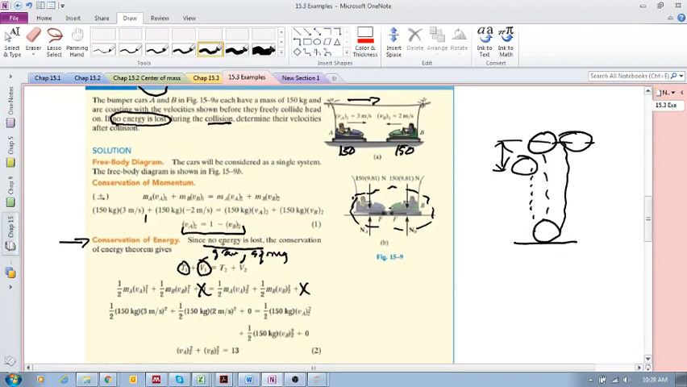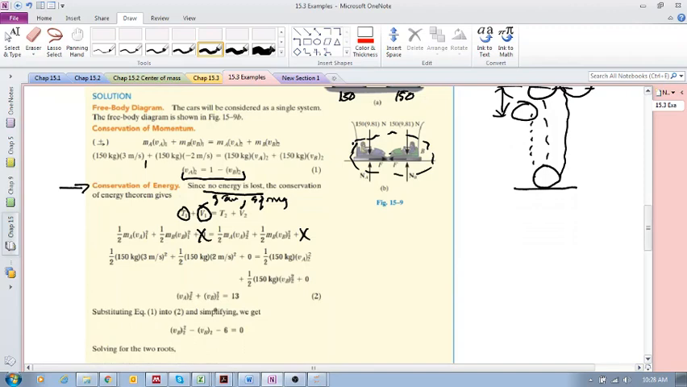The point is that you can't solve the momentum equation alone because you've got two unknowns. So we need another equation, and because no energy is lost, we can use conservation of energy, and we apply it, and we get these lovely things. So we've got this equation and this equation, in terms of vA2 and vB2. Substituting equation 1 into 2, we get this.